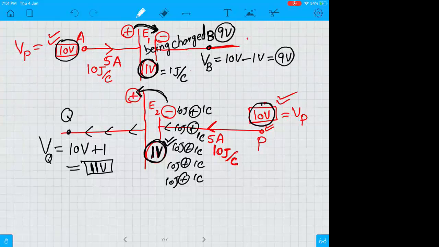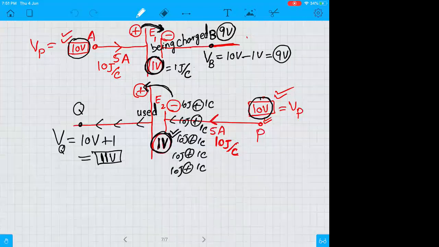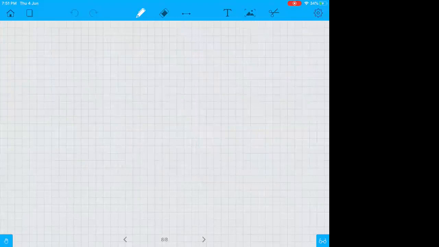While in the second example, this cell is being used. So when the charge is gaining energy, the cell is losing energy and the cell is being used. This was the concept of cell. Now what about the resistors? Resistors have same concepts. However, the sign in a cell is built in, while for resistors, the signs are decided by the current.